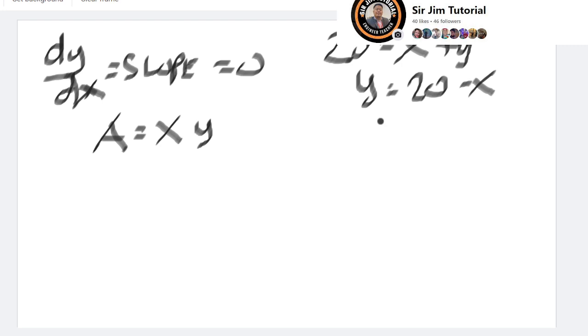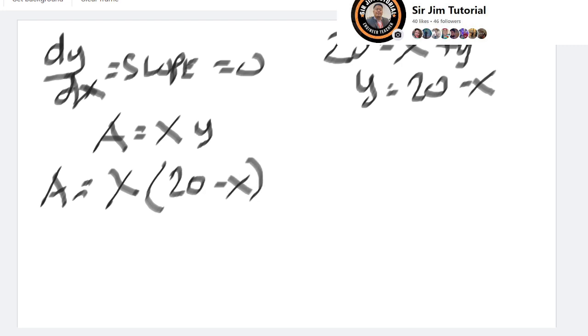Why do we need to compute for x? Because in computing the area, you need to express these terms in just one function. So we want to express this in just a function of x. In other words, your area is equal to x multiplied by 20 minus x. We can simplify further: you have 20x minus x squared.